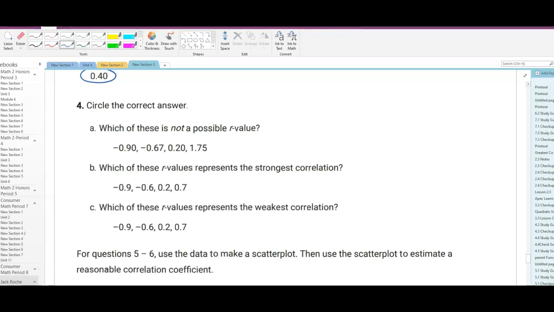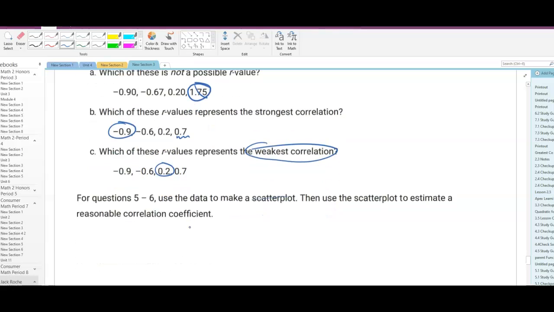Which of the following is not a possible R value? Well, right away, you need to know that an R value is between -1 and 1. So this one cannot be a possible R value. Which of the R values represents a strong correlation? Closer to 1 or -1 would be a strong correlation. Now, 0.7 is still strong, but -0.9 is stronger. Which one would have the weakest correlation? Which one's closest to 0? 0.2.